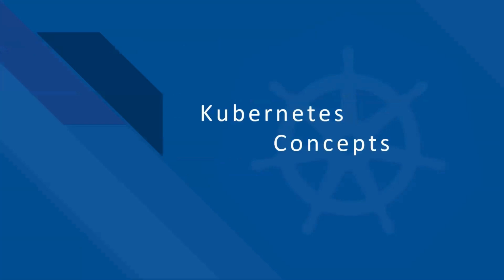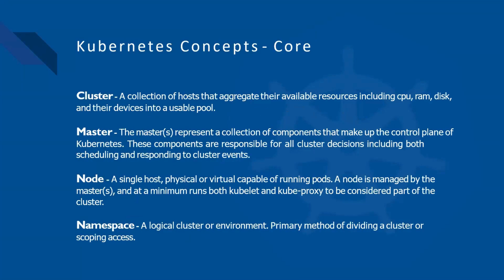Let's go through some important concepts. Cluster: a collection of hosts aggregating their resources, such as CPU, RAM, and disk. Master: represents a collection of components making up the control plane of Kubernetes. The components are responsible for cluster decisions, including scheduling and responding to cluster events. Node: a single host where pods are created and destroyed. Nodes are managed by the master and at minimum run both kubelet and kube-proxy.